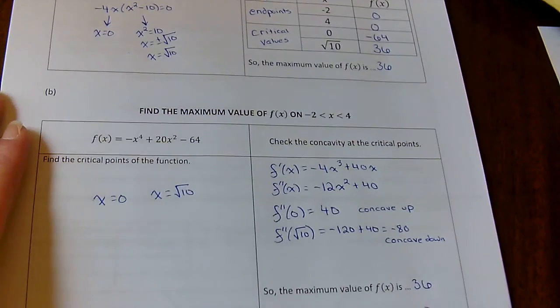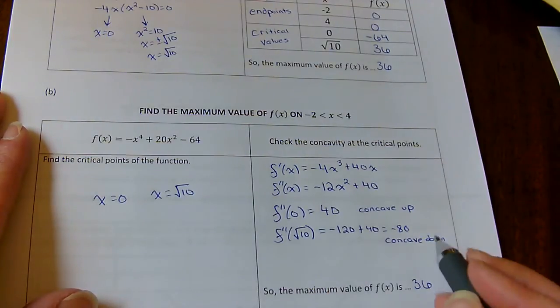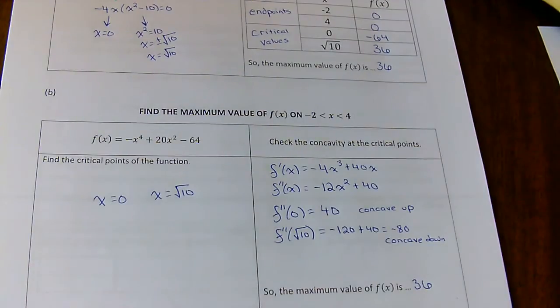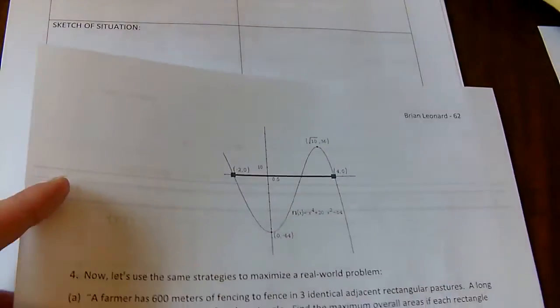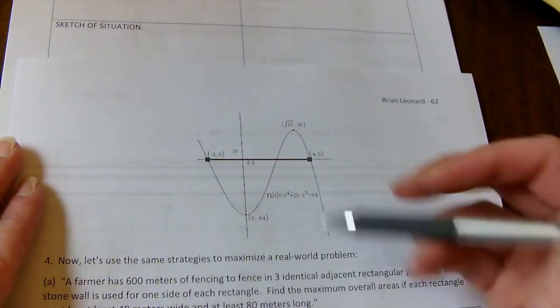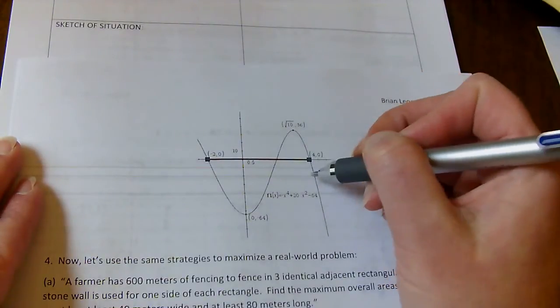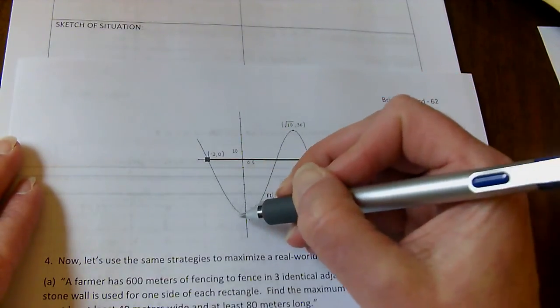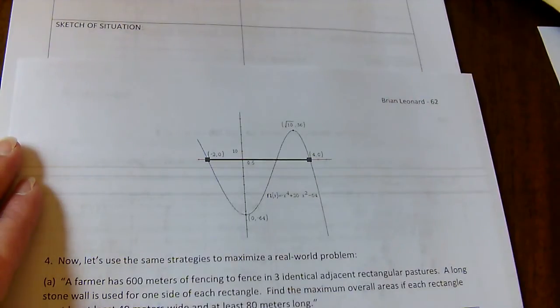The maximum value is still 36 because the square root of 10 gives us a concave down, which if we look at the graph on the back page, you can see it. Concave down means we have a maximum there, and that 0, negative 64 would actually have been a minimum.